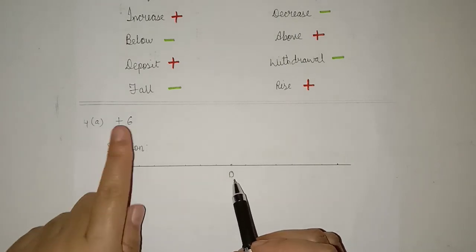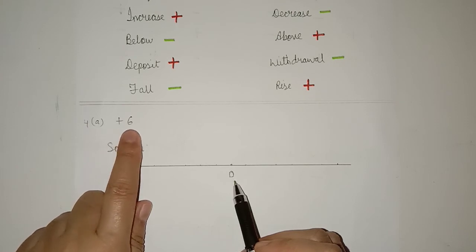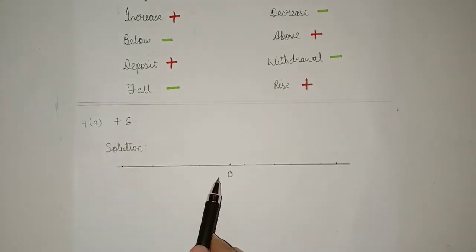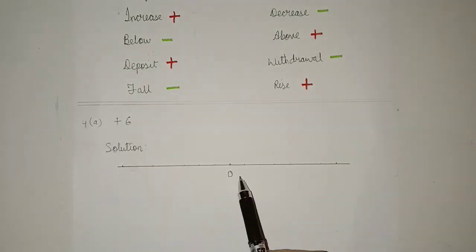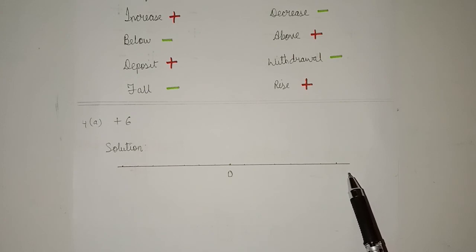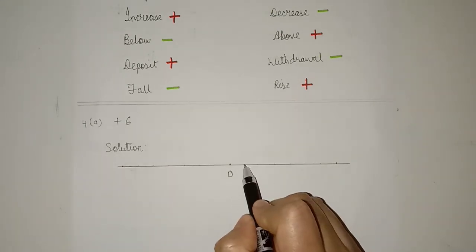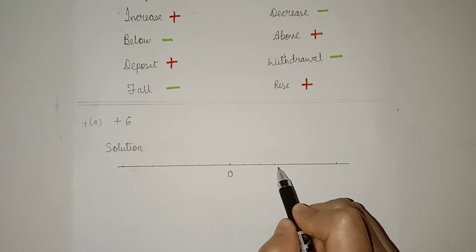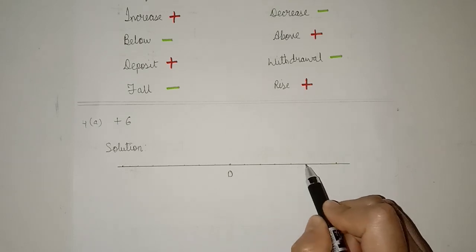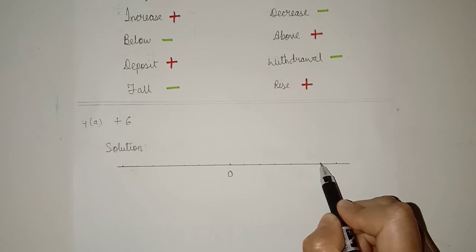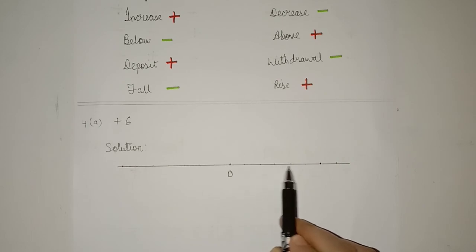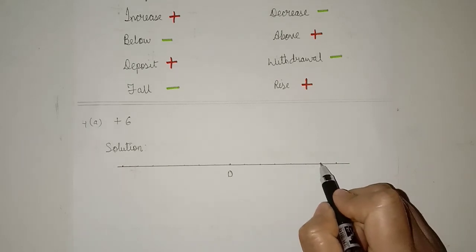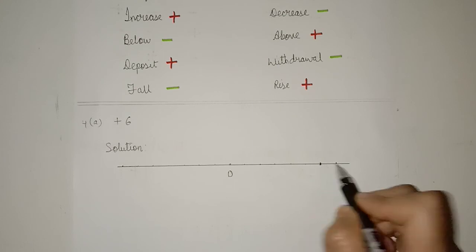But remember, 0 should be at the center. Now we want positive 6, so it should be a positive number. Where do you think you will write, left or right? If you think left, then it's not correct because here is the plus sign. It is towards the right hand side. Those of you who think right, very good. Now here 0, this is 1, 2, 3, 4, 5, 6. Here is my 6. I can mark it like that. Make the point deeper.